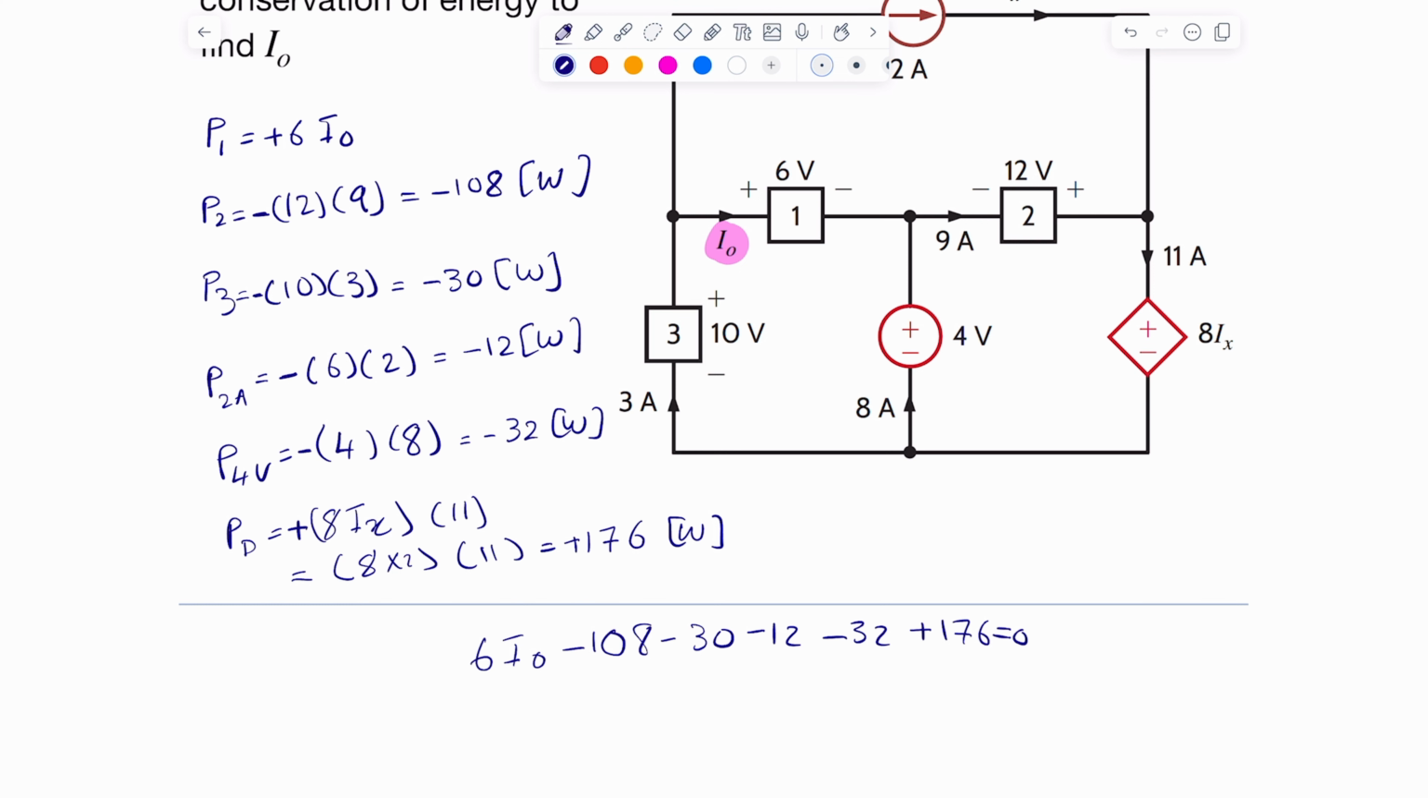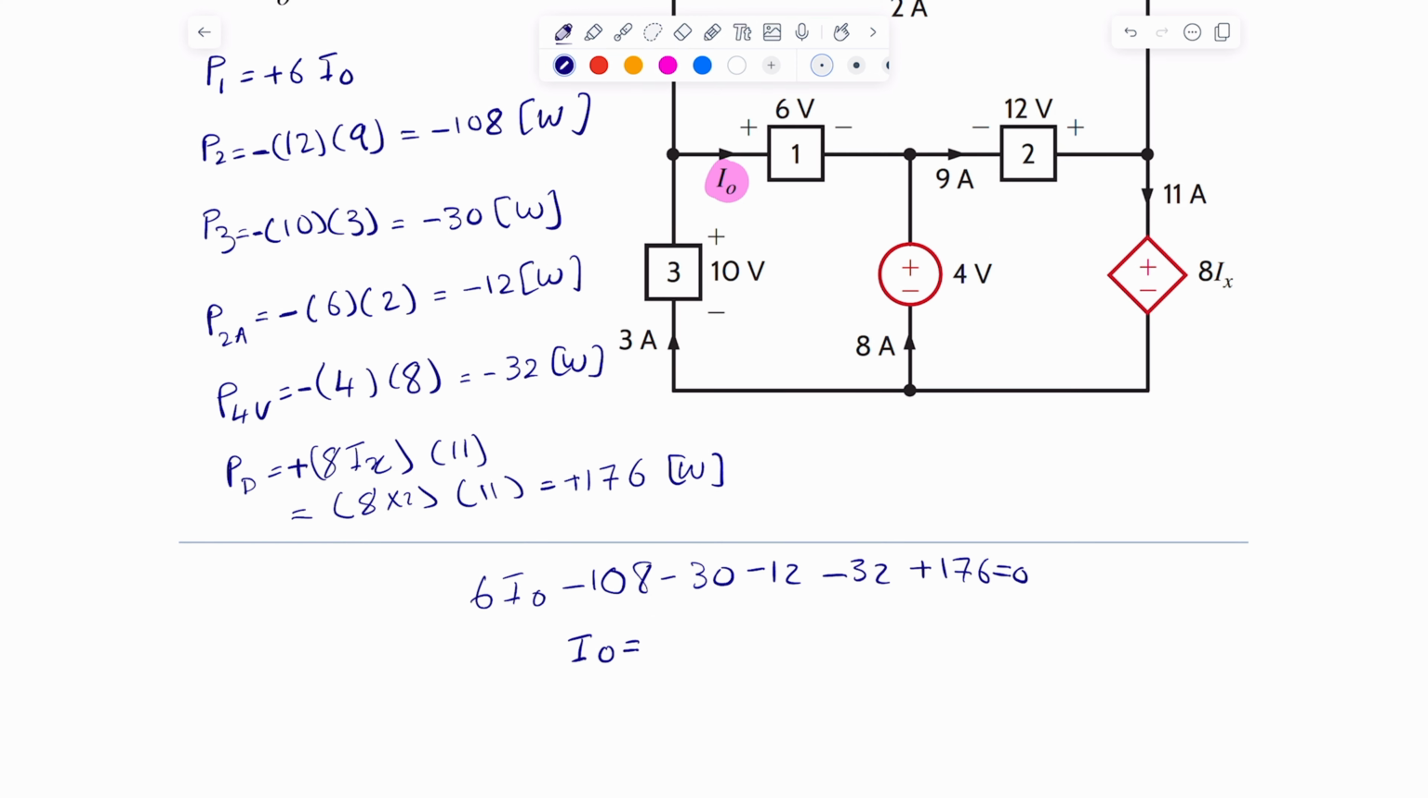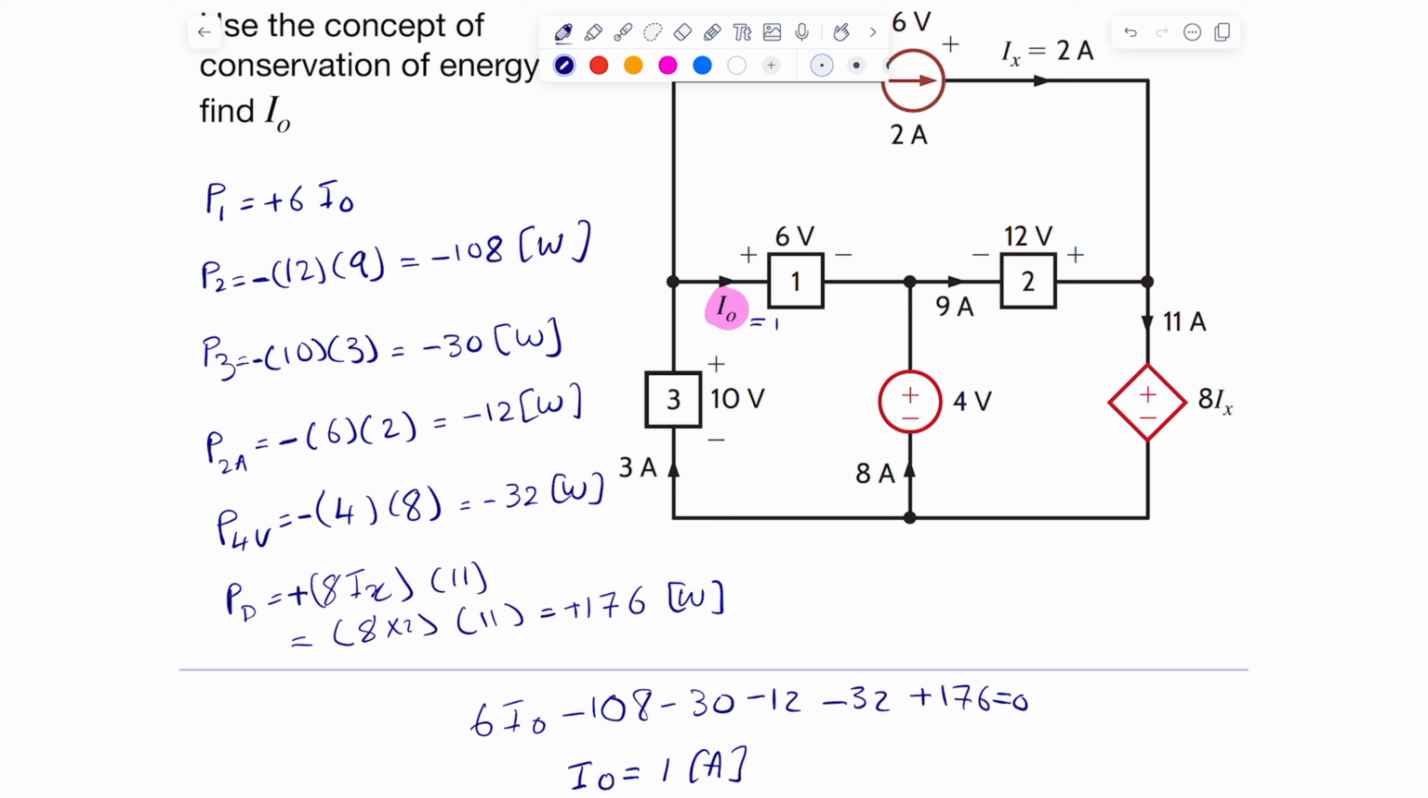Solving it should give us what I of 0 is. And you will see that by solving this basic algebra equation, this is 1 amp. So the current that is in here is simply 1 amp. And we can figure out the exact power being absorbed or provided for this particular element, which is 6 times 1. It's actually 6 watts. So it just happened to be that this particular element, which is element 1, is actually consuming power.